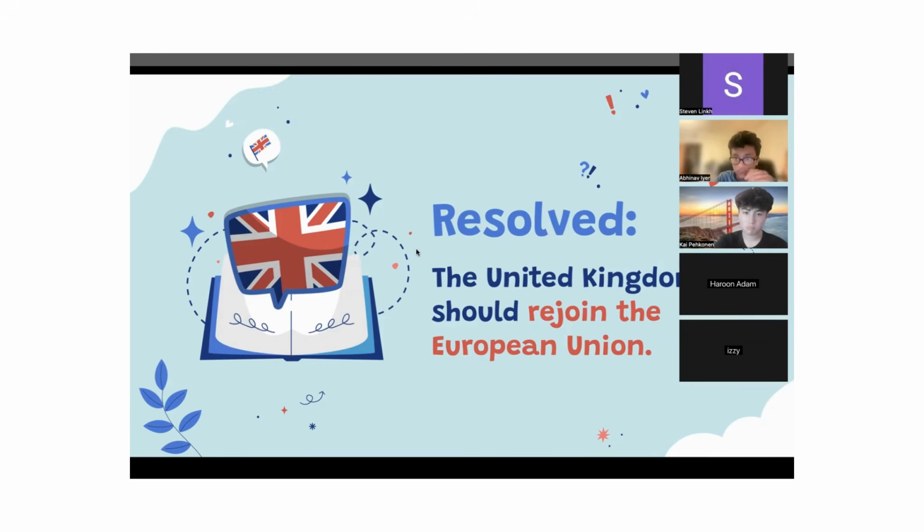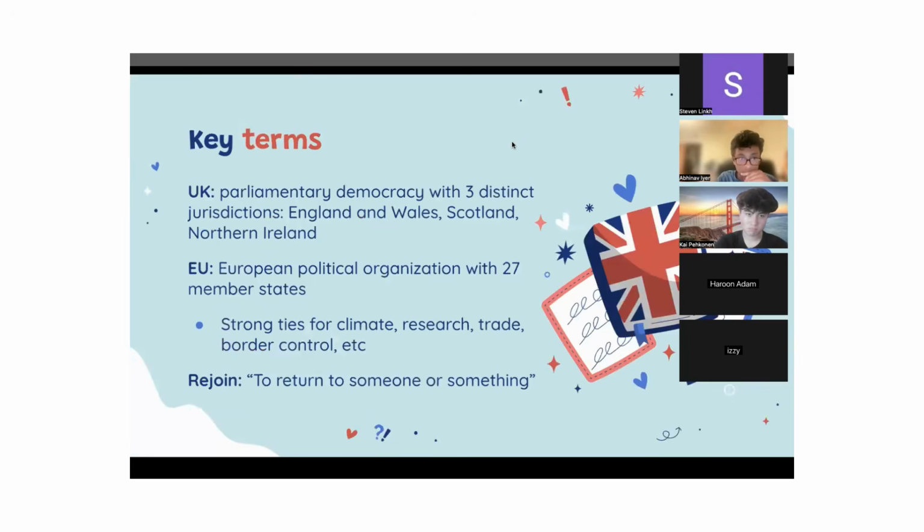So first, we'll just get into some background. Before we dive into the resolution, we need to know what it means. The UK is a parliamentary democracy with four distinct jurisdictions: England, Wales, Scotland, and Northern Ireland. So it's not just England. This is important to know because a lot of people will go for arguments that deal with these other jurisdictions like Scotland, Ireland, etc. So it's important to keep that in mind when you're debating the topic.